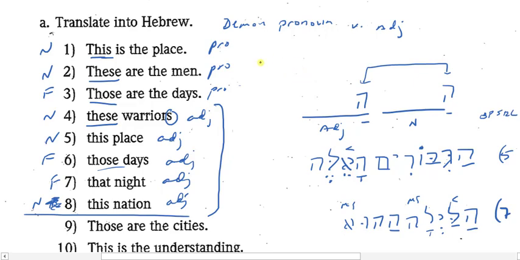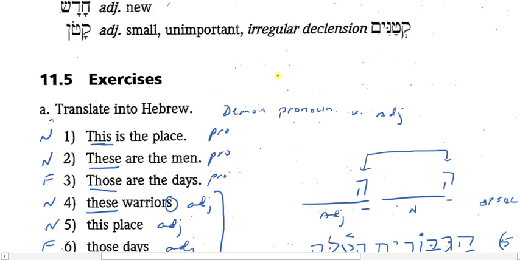Okay? So, if I want to say this is the place, first question would be, what is the demonstrative word for this? The near demonstrative. Masculine singular is ze. Feminine singular is zot. Everybody say that. Ze, zot. So this masculine singular, this feminine singular. These is ele.